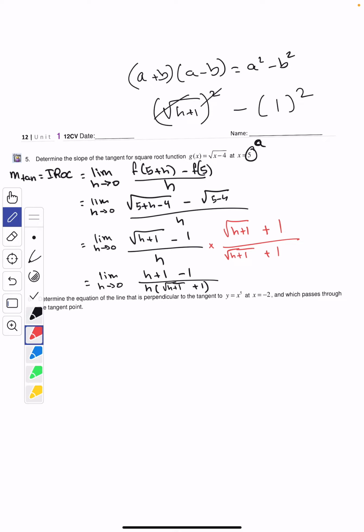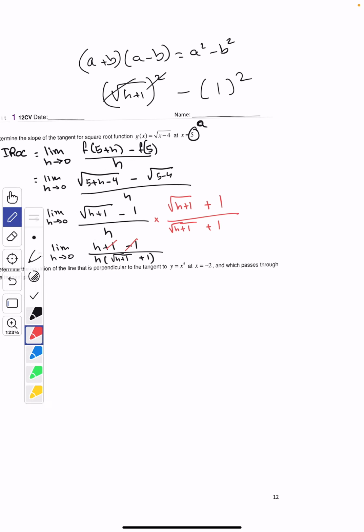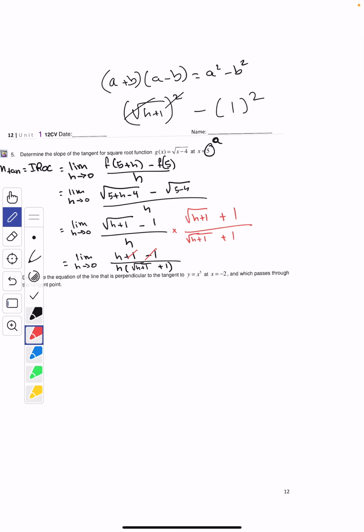So look at this beauty here. This and this cancel each other because plus 1 minus 1. Now the h and the h also cancel each other. So let me write that. So what you'll have is the limit as h approaches 0 for h over h and the square root of h plus 1 plus 1, right? So this h and this h cancel each other, and then you'll be left with 1 over that.